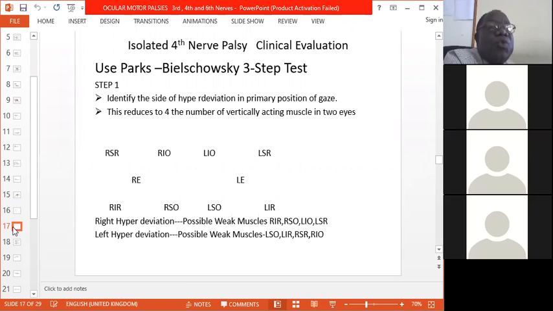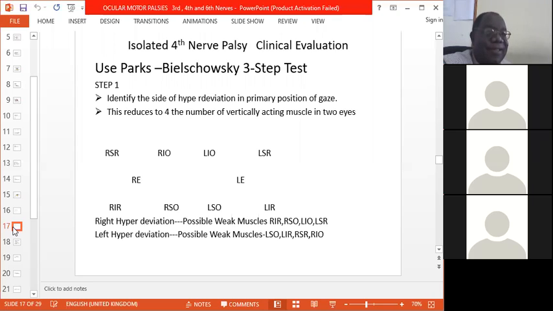Step two: this reduces to four the number of vertically acting muscles in the two eyes. What are the vertically acting muscles here? Right hyperdeviation, here is an example. Right hyperdeviation, possible weak muscles: right inferior oblique.